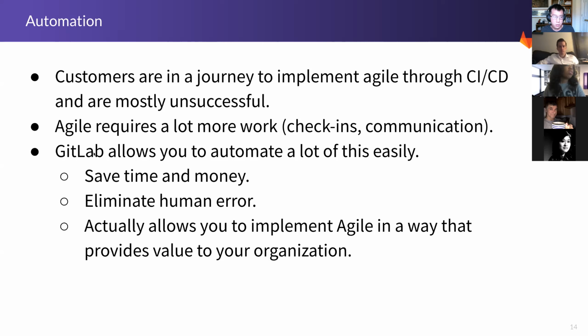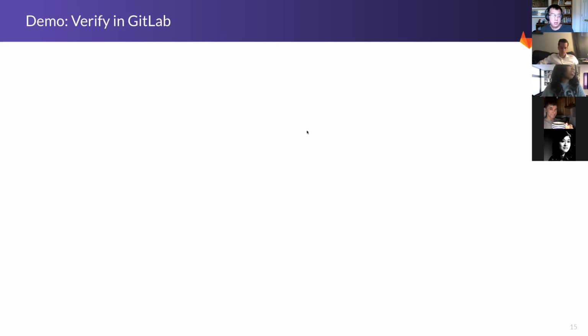And so how do we allow people to do this easily? Well, I'll show you this in a couple of slides, but what people get out of it is saving time and money, eliminating human error, and actually implementing Agile in a way that provides value to your organization. So let's show off how this works in a demo.